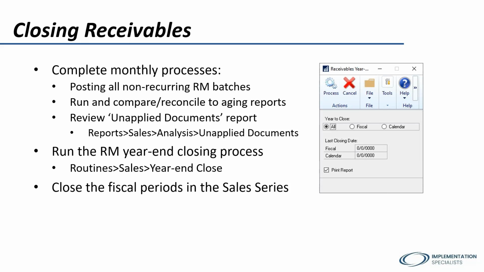Then you'll want to run the receivables management year-end closing process. Now you'll notice that there are 3 options here. There's an all, a fiscal, and a calendar. If your fiscal year does not match a calendar year, you will need to run this process twice, once for the fiscal year and once for the calendar year. And that is because there are actually financial fields for both fiscal and calendar year. And then you'll want to go ahead and close your periods in the sales series.